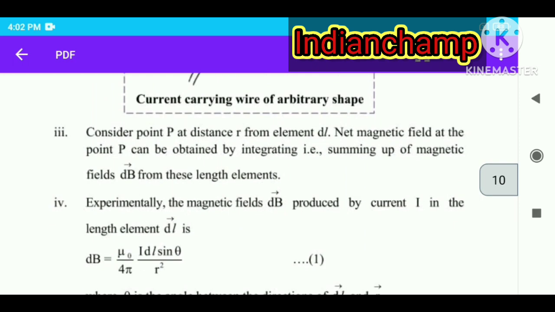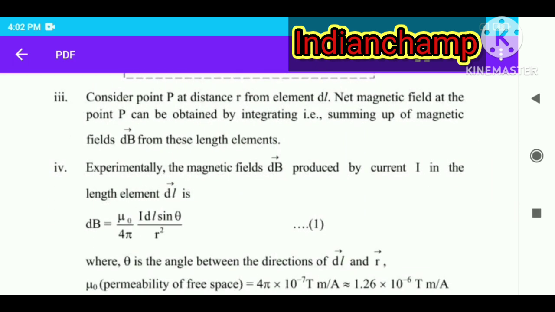Third, consider a point P at a distance r from the element dl. The net magnetic field at the point P can be obtained by integrating, that is summing, the magnetic field dB bar from these length elements. Fourth, experimentally the magnetic field dB produced by a current I in the length element dl bar is dB equals mu 0 divided by 4 pi into I dl sin theta divided by r square.